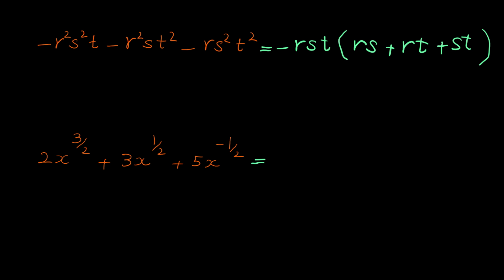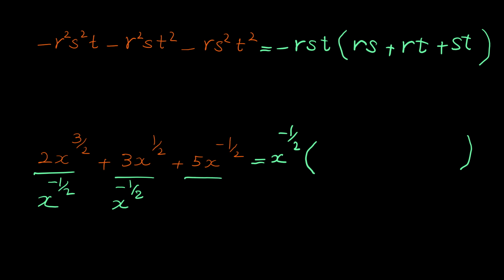And so here we can only factor x to the negative 1/2, the variable with the smallest exponent. What do we have to write in the bracket? To find what you have to write here, you have to divide every term by that common factor. Remember, when you factor something, it's like dividing every single term by that common factor.